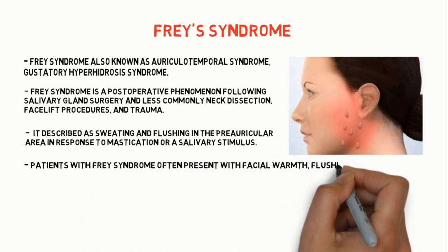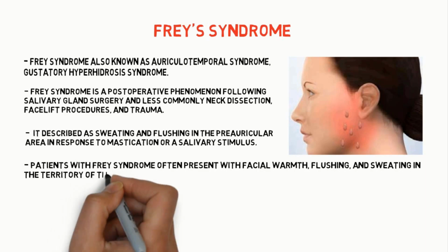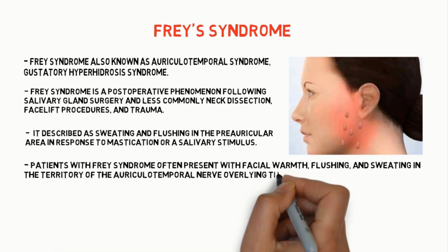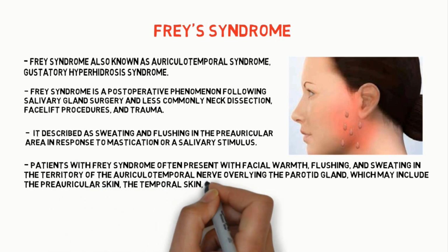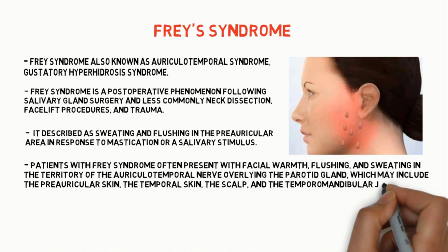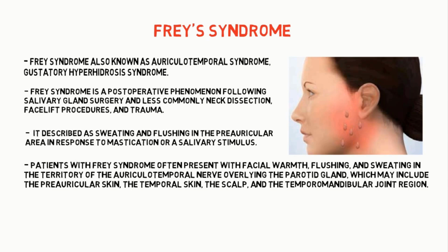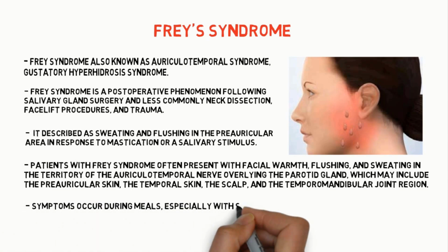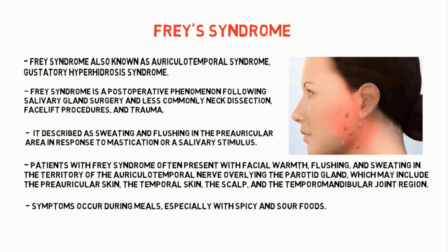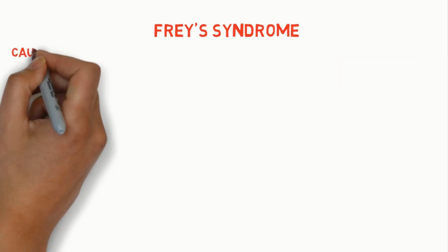Patients with Frey syndrome often present with facial warmth, flushing, and sweating in the territory of the auriculotemporal nerve overlying the parotid gland, which may include preauricular skin, temporal skin, scalp, and TMJ region. Symptoms occur during meals, especially with spicy and sour foods, which increase salivary secretions.